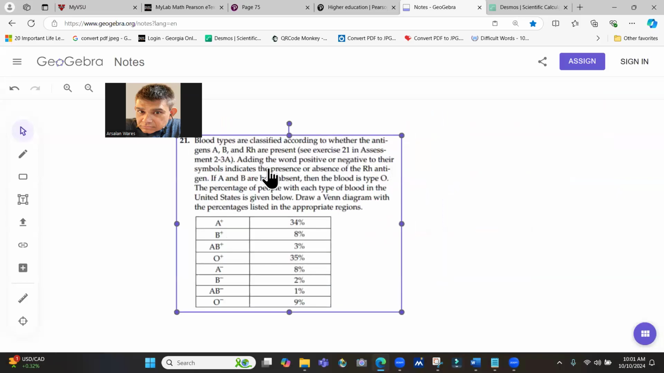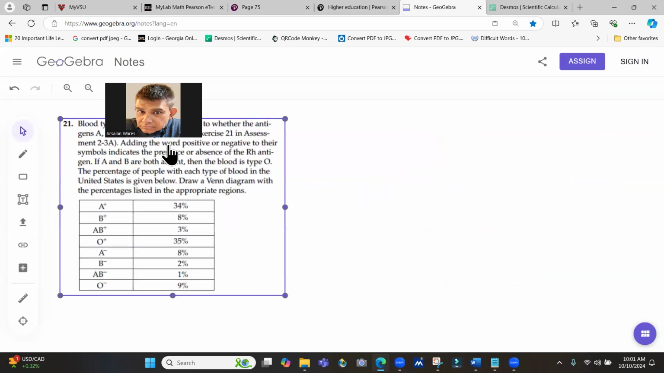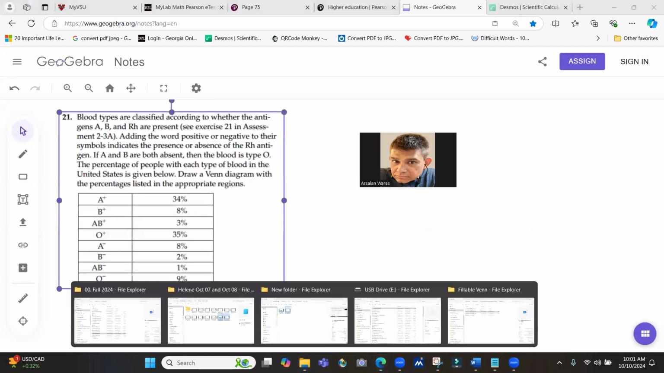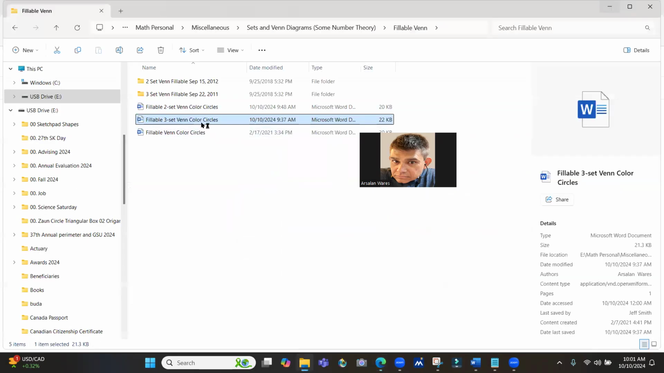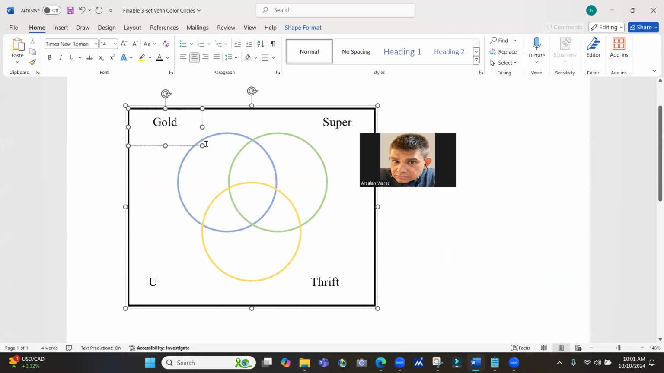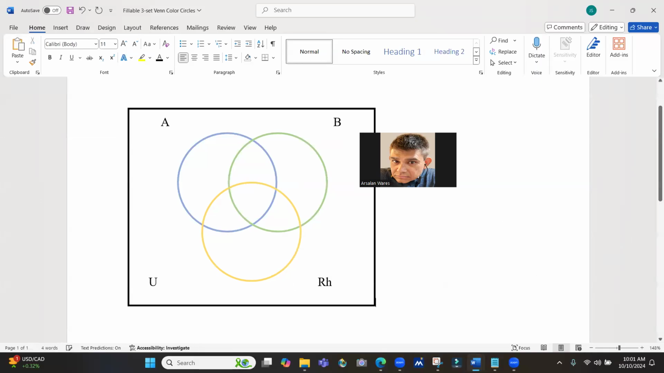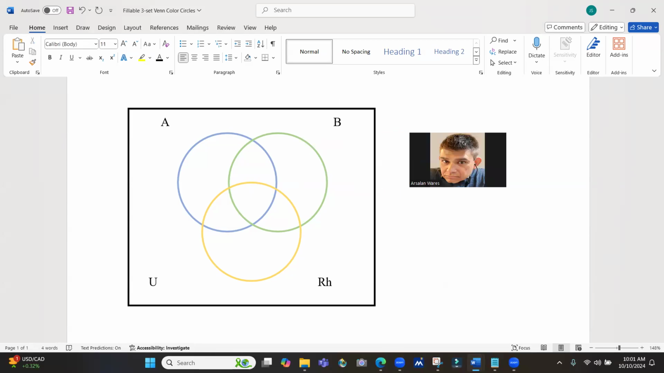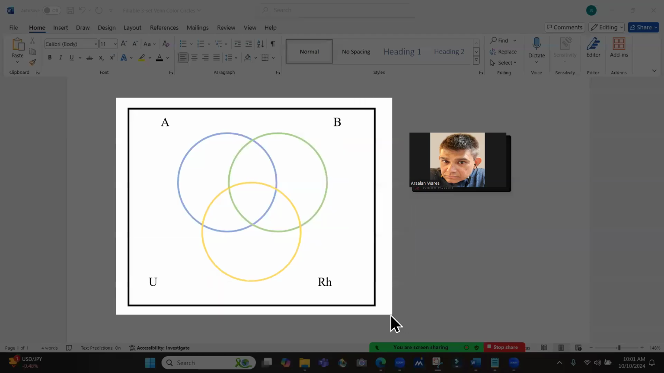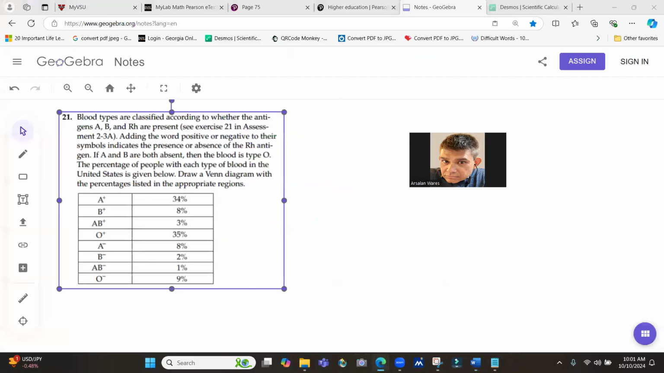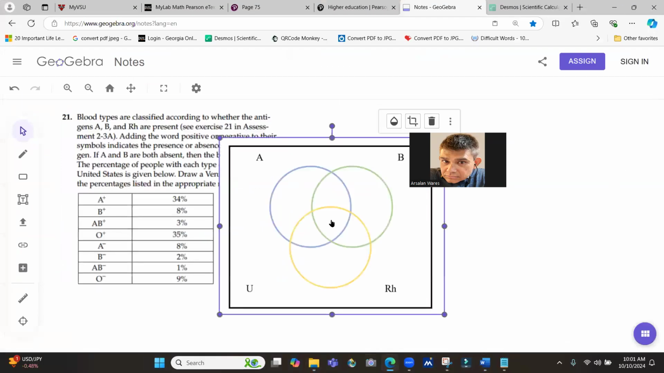Okay, let me get a three-set Venn picture. A, B, and there's one, Rhesus. Okay, I'm going to write Rh. What is that? We'll come to it. Again, I took biology when I was in high school, so I don't know a lot about biology. I won't be able to explain all those things, but the math part, I should be able to handle.